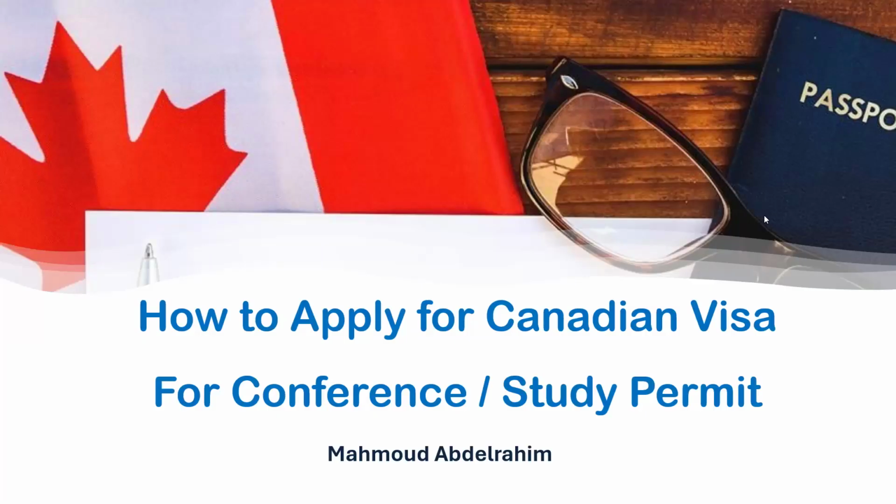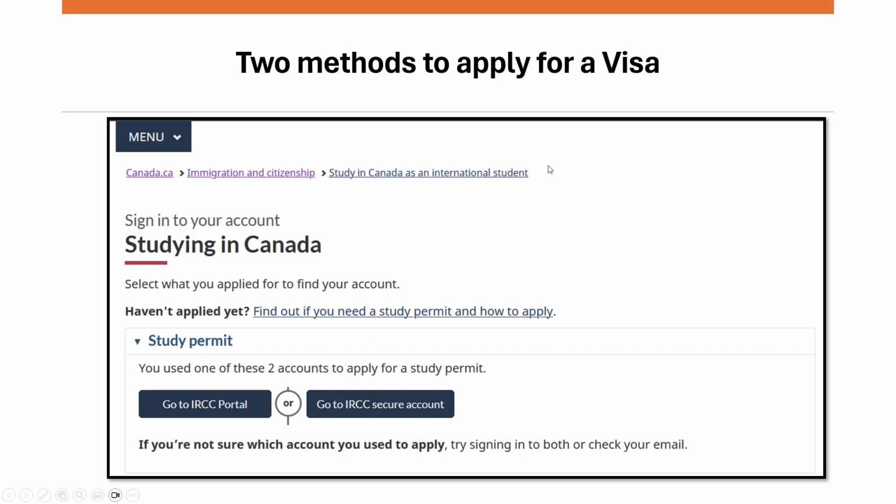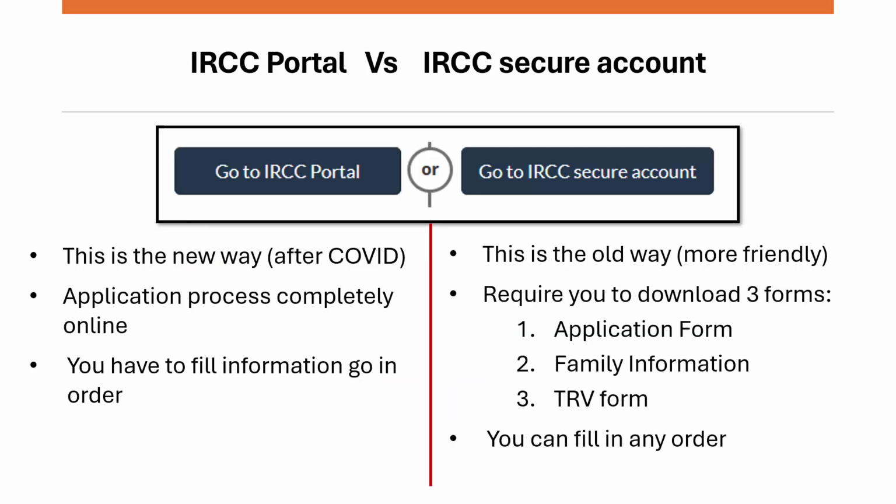So let's go back. I discovered that in order to apply for a visa, there are two options. There is the IRCC portal, which is the one that I just showed you, and there is another one called the IRCC Secure Account. So there are two different paths if you want to apply for the visa. Which one do you need? I know that this information is related to studying in Canada, but it's the same case for a business visit visa for a conference or business meeting. So this is the information that you need to know.